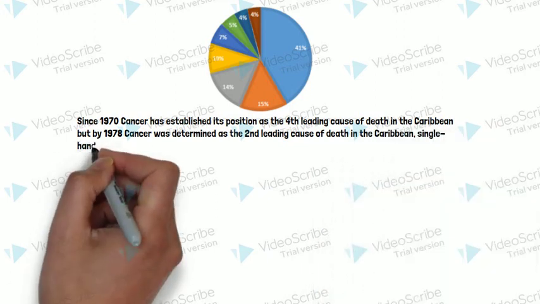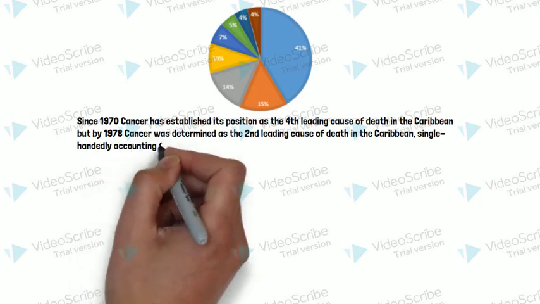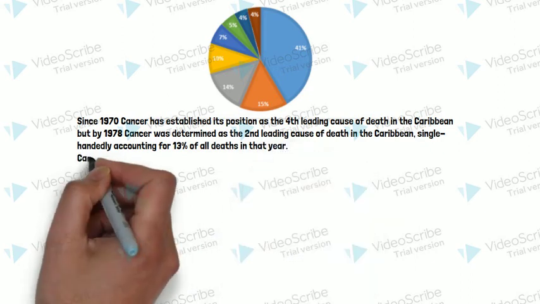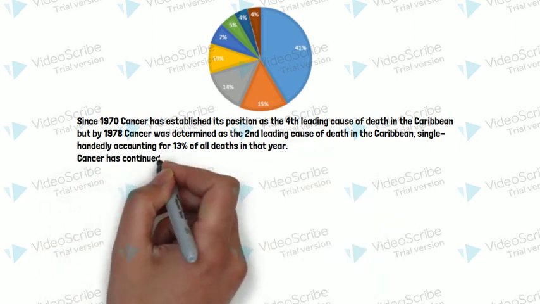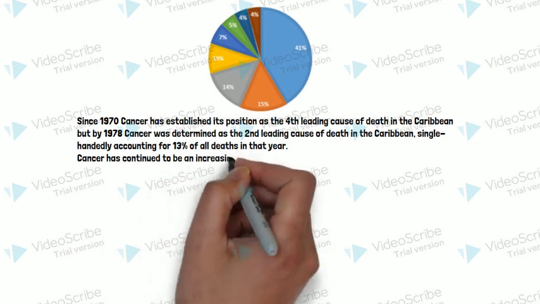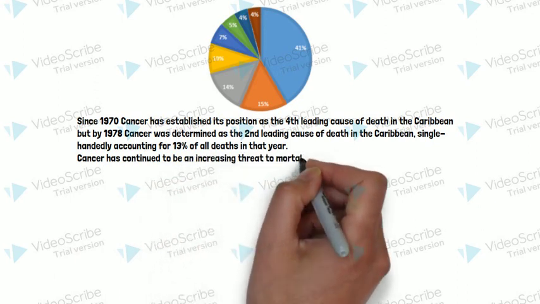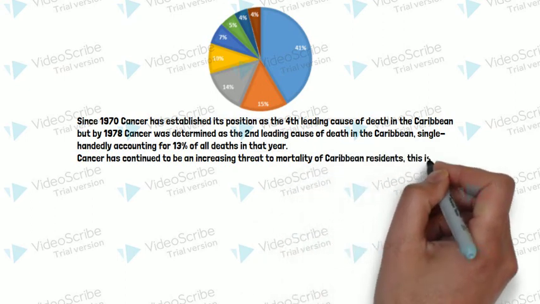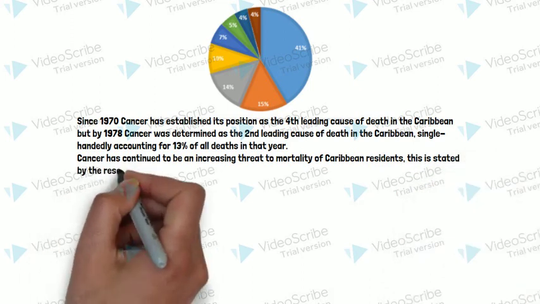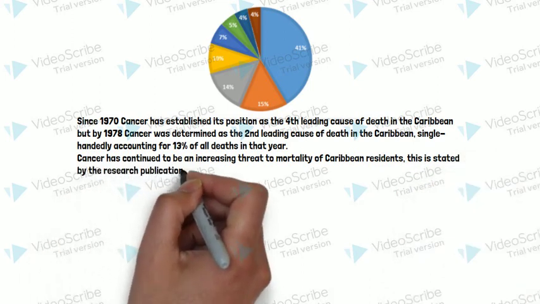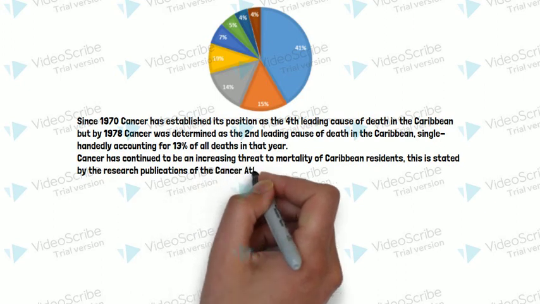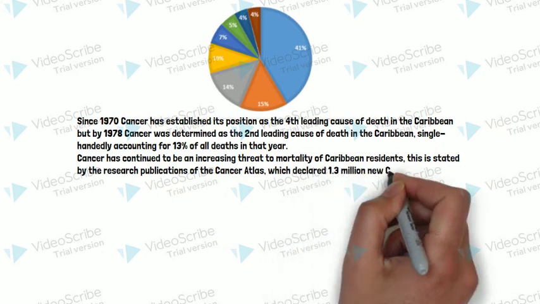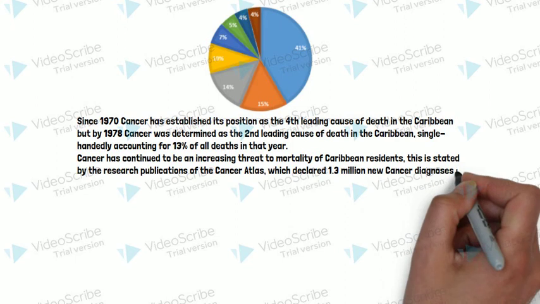By 2018, cancer and its threat to mortality has increased, and Cancer Atlas has declared that 1.3 million new cancer diagnoses were discovered in 2018. So this shows that presently cancer is still the leading cause of death globally, but in the Caribbean it competes with hypertension for the first place spot. Cancer accounts for 660,000 deaths across the Caribbean and Latin American region each year.